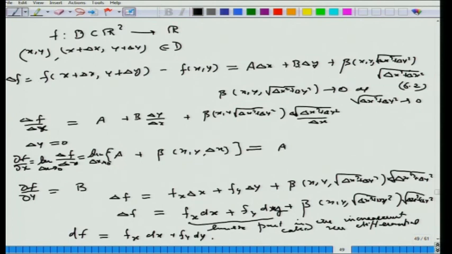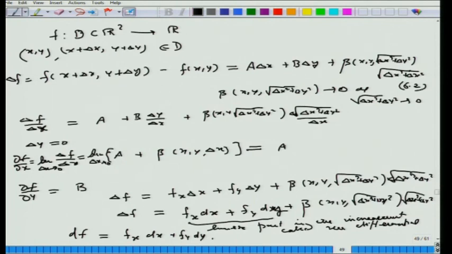Here a and b will of course be functions of x and y, and we can see that this difference has to be equal to a delta x plus b delta y plus beta x comma y times square root of delta x square plus delta y square times square root of delta x square plus delta y square. So, f is differentiable if and only if 6.2 holds, and we can see that by the same process.